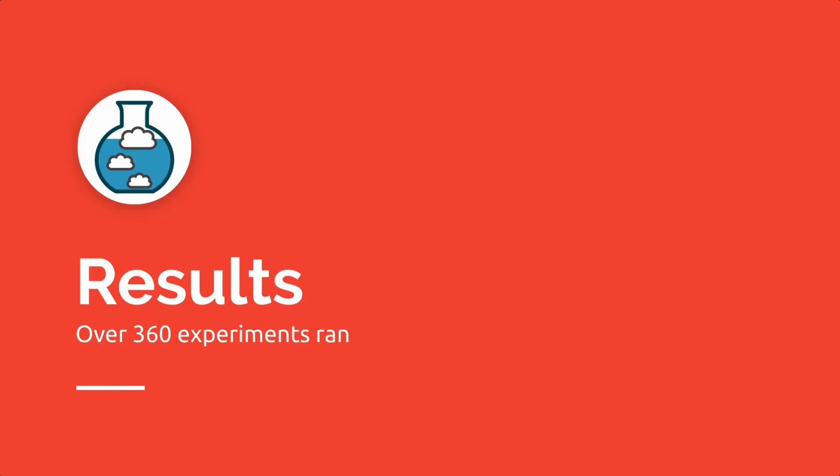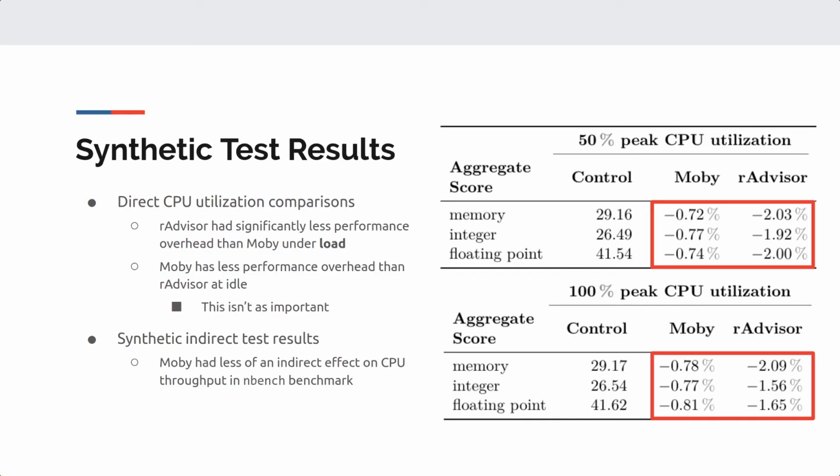And now our results. In our first two experiment types, we looked at both direct and indirect CPU overhead. By looking at the average CPU utilization for each test comparison, we saw that Artvisor had significantly less performance overhead under load, though Moby had less performance overhead than Artvisor at idle. However, this isn't as important, as performance overhead under load is a much more common and important scenario when conducting active experiments. We also looked at results for indirect CPU overhead using NBench.